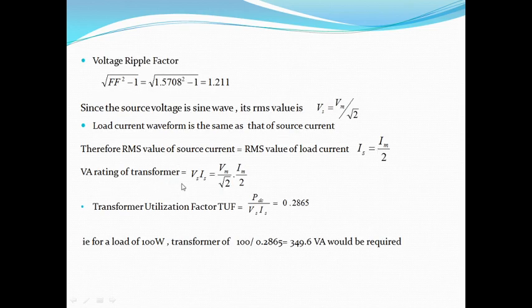Then the VA rating of the transformer is equal to Vs into Is, which is equal to Vm by 2 into Im by 2, which is Vm Im upon 2 root 2. Then to find the transformer utilization factor, you take the ratio of the DC output power upon Vs Is, the VA rating of the transformer. If you substitute, it comes out to be 0.2865. That is for a load of 100 watt. So if you have a load of 100 watt, what transformer rating will you require? You divide it by 0.2865, which gives 349.6 VA.